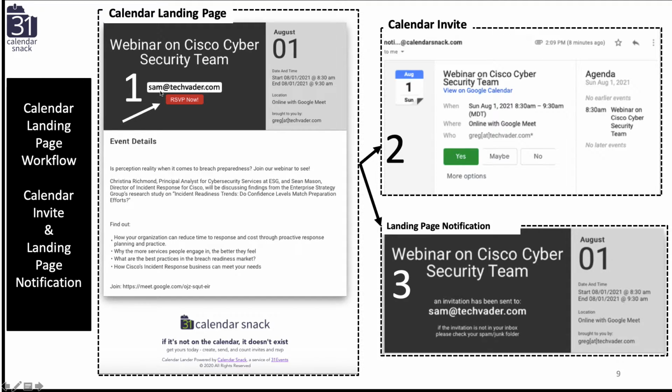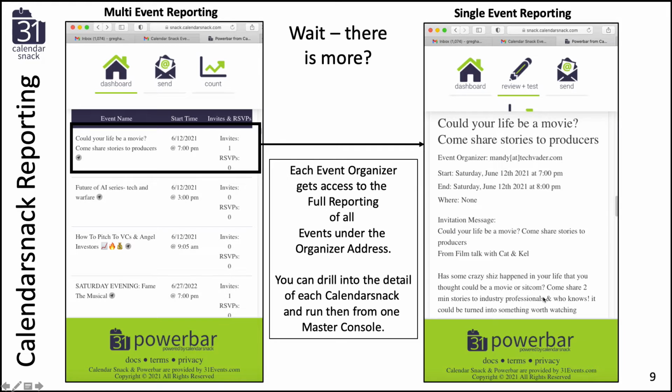This is what the workflow looks like. Put your email address in, you're sent the calendar invitation, and you're sent a notification page of what just went on and what that event is all about right here. That's all pre-built. Each CalendarSnack has access to the master reporting engine. The master reporting engine keeps track of all your CalendarSnacks generated under your email address.